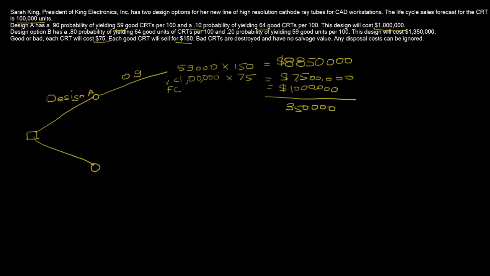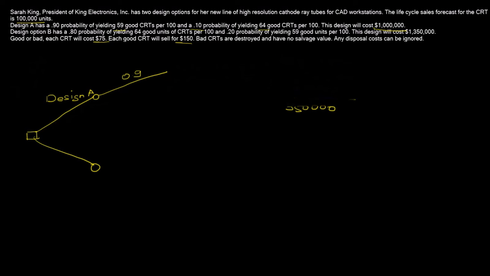Okay, so I'm going to erase that just to make it a little easier to see. So we have sales of 8,850,000 minus 7.5 million minus 1 million. So we're left with 350,000.